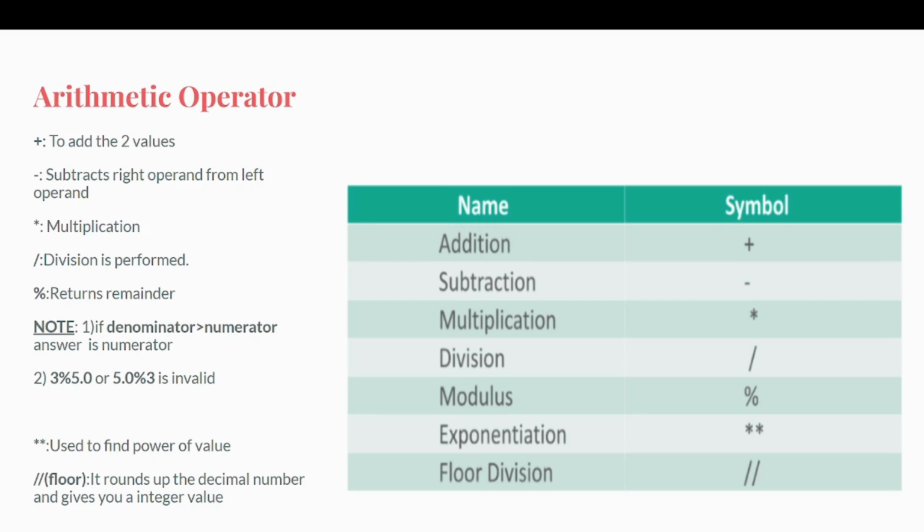Next is exponential, which is double asterisk, which is used to find the power of the value. Like if you want 3 power 5, so 3 double star 5 you will use. Next is the double slash, which is also known as floor division. So it rounds down the decimal number and gives you the integer number. If you divide 11 by 2, like that, 5.5 you will get. So it drops the 0.5 value and it will give you the 5.